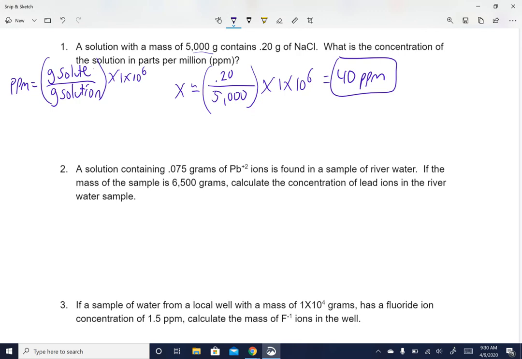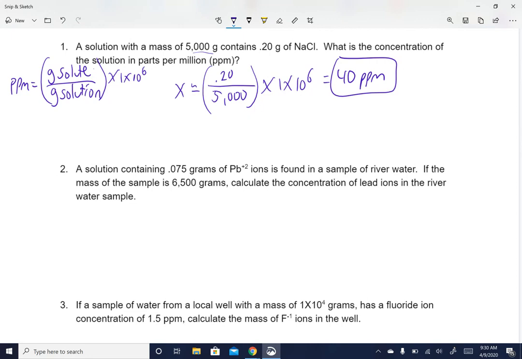And I need to see the work. Some of you, I've looked at some of them, you have shown some work. That's good. Label units, put a box or circle. All right. A solution containing 0.075 grams of Pb2+ ions is found in a sample of river water. If the mass of the sample is 6,500 grams, calculate the concentration of lead ions in the river water sample.